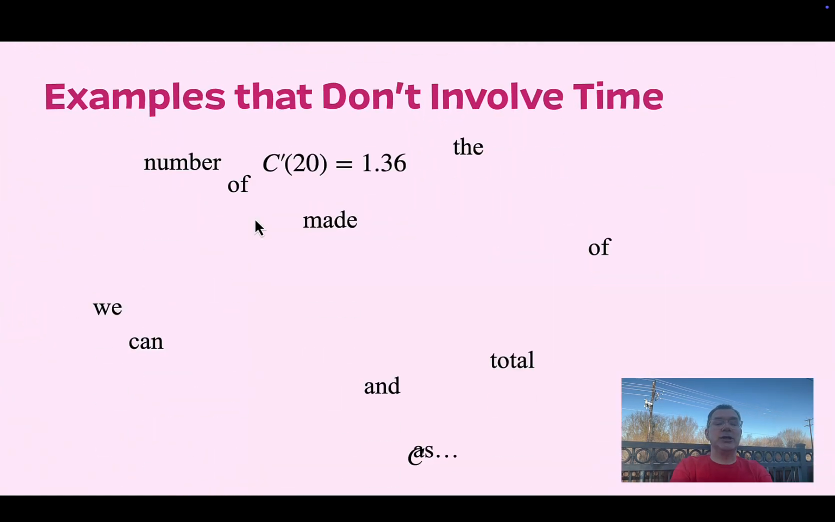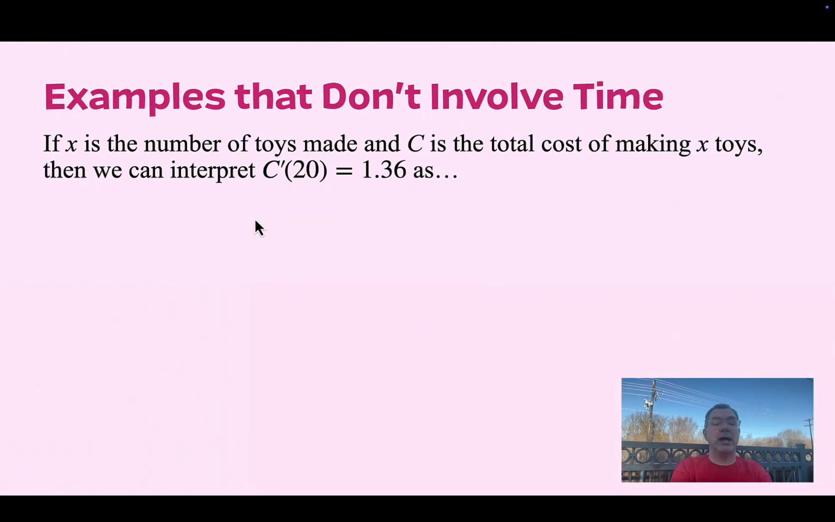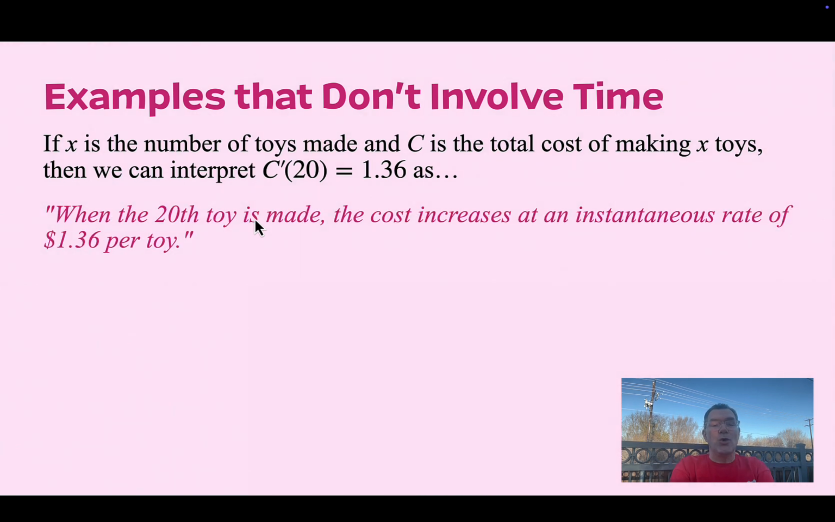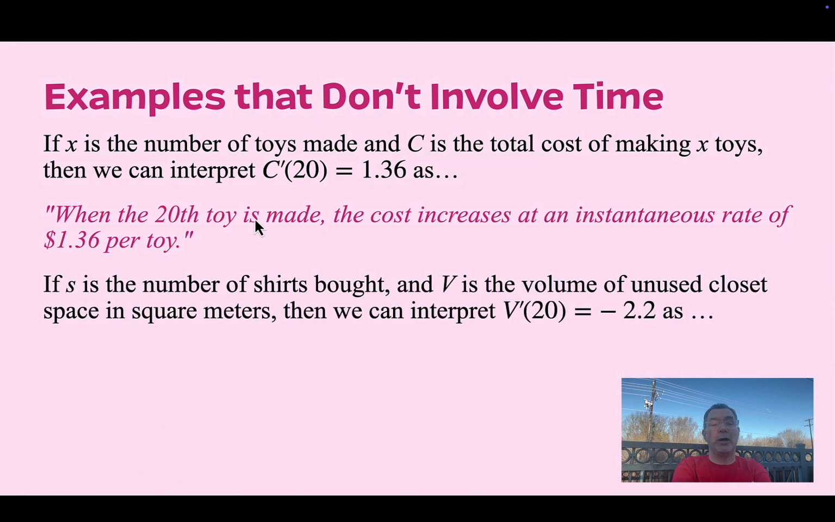So let's look at some examples that don't involve time. If x is the number of toys made and c is the total cost of making x toys, then if we get an answer of c prime of 20 equals 1.36, then we can interpret that as when the 20th toy is made, then the cost increases at an instantaneous rate of $1.36 per toy. And again, we're using that instantaneous word and we're talking about a positive value as an increase.